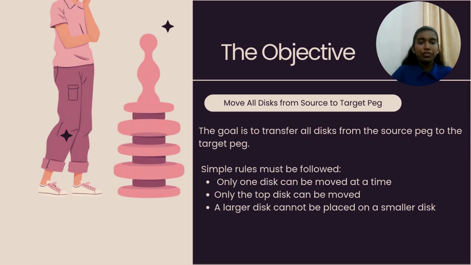The objective of the Tower of Hanoi is simple. We need to move all the disks from the source peg to the target peg without breaking any rules. At first, this may look difficult because the disks are arranged by size. But by following a systematic process, the puzzle can always be solved. This problem helps us improve logical thinking and teaches how to solve large problems by dividing them into smaller steps.